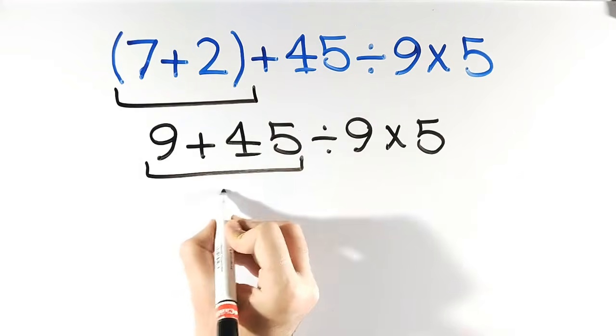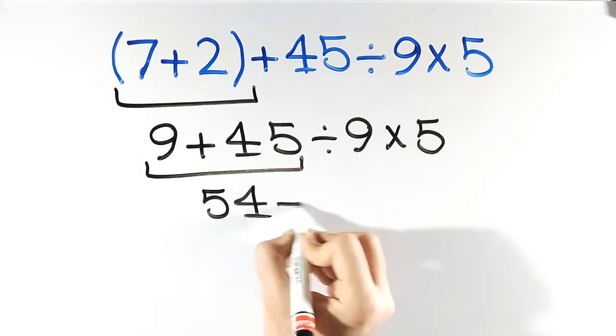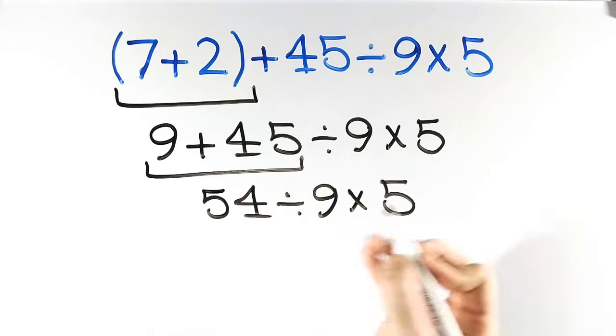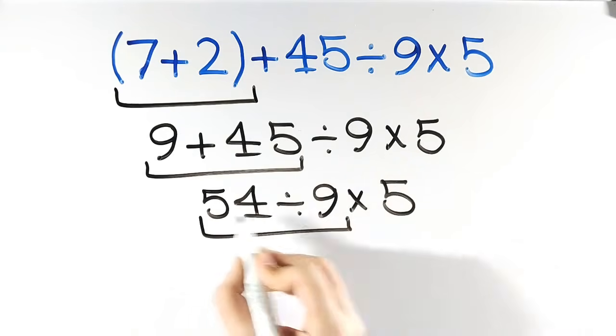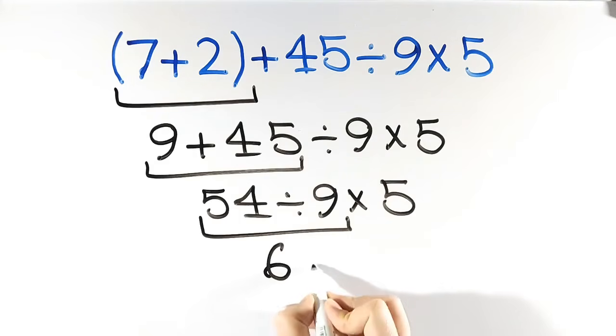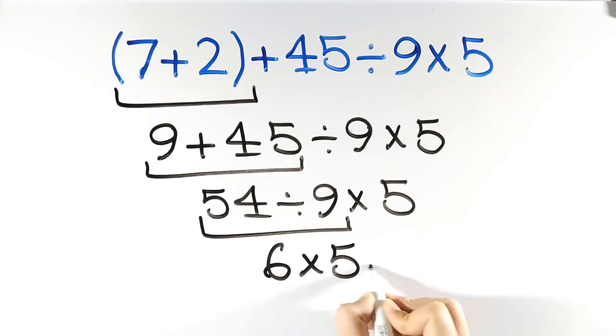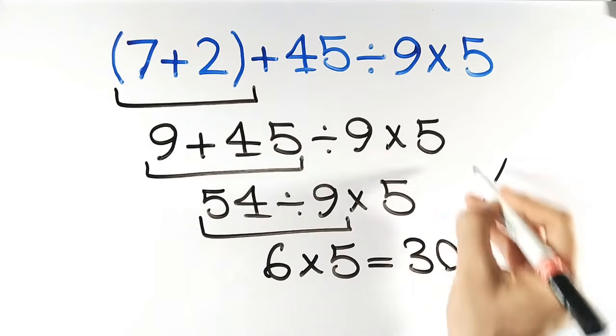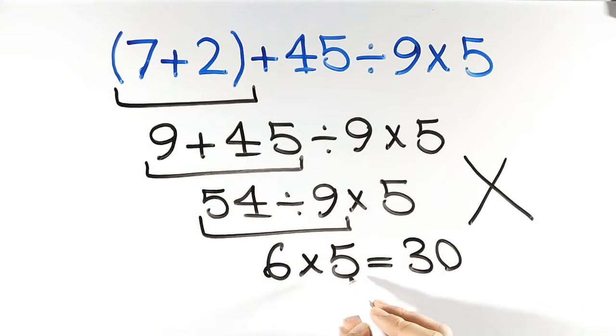And write this expression as 54 divided by 9 multiplied by 5. Then they go for the division between 54 and 9. And instead of this expression, they write 6 multiplied by 5, which finally gives them the answer 30. However, it's not the correct answer to this question.